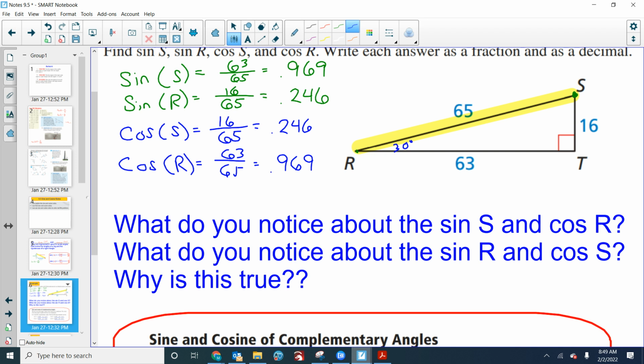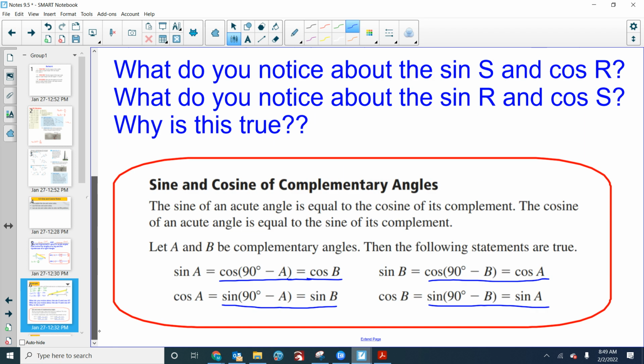What if this angle is 10? That angle's 90 minus 10. 90 minus R. Do you get it? So what does that mean? A and B are always complementary. The cosine of B came from 90 minus A. Did that make any sense at all? Not really. We just showed why the sine of A equals the cosine of B.